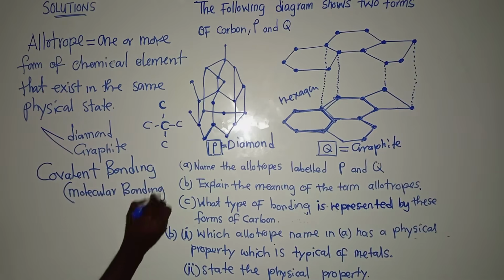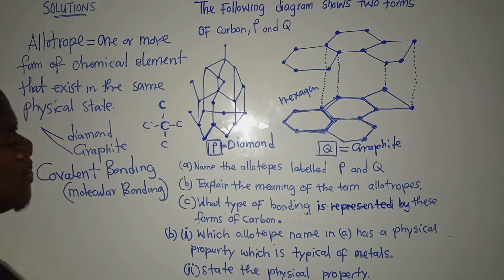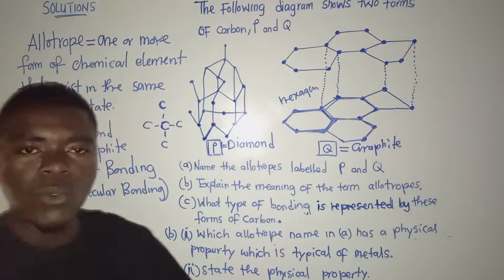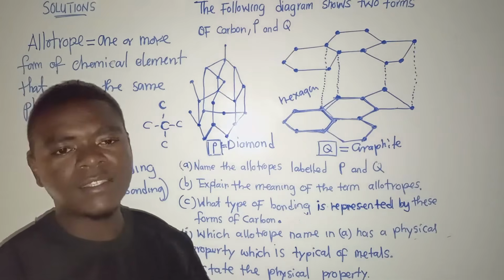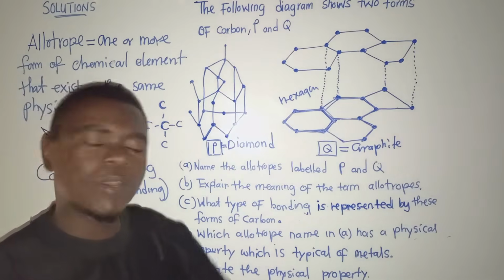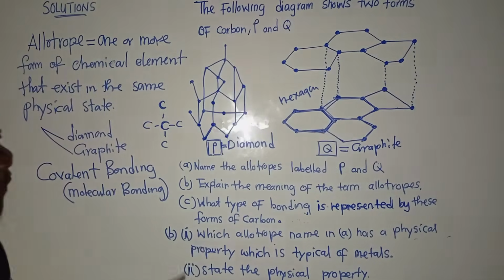So I want you to get this. Here the question is, the answer is covalent what? Bonding. This is the type of bonding that is shown here. These are things that I want you to know and understand. If they come in an exam, you must be able to answer them. We move on to the other question.